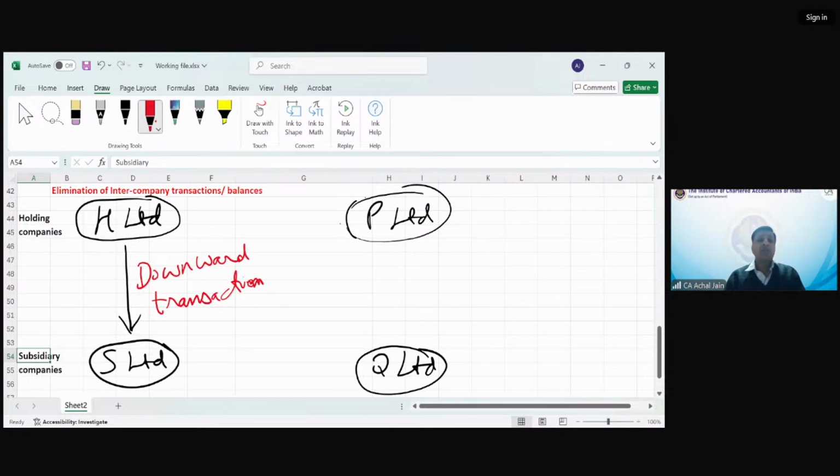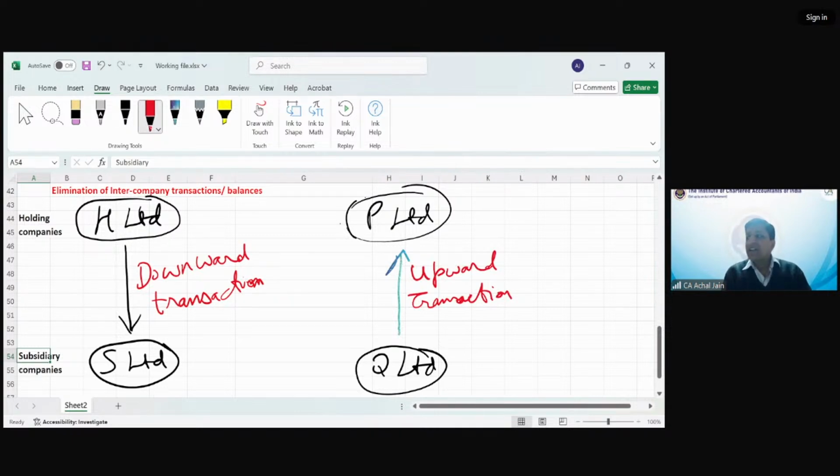And suppose Q Limited sells to P. What do you call this? Upward transaction. This is called an upward transaction.